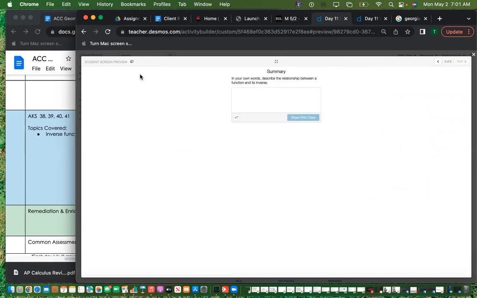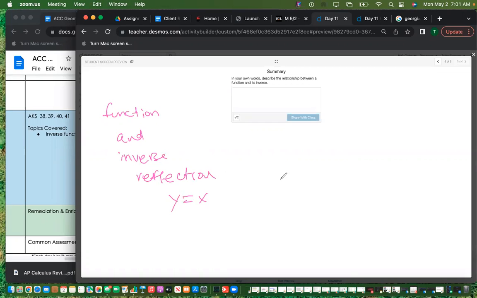Basically, what I want you to get from this is that a function and its inverse is a reflection over the line y equals x. Okay, so they're going to reflect over this line. So for instance, if I had this line, that's y equals x. My function would be this, and my inverse would be this. Okay, so it's going to look symmetric when you tilt your head to the side.